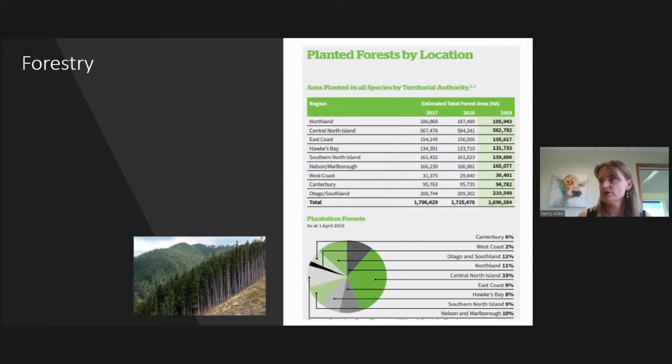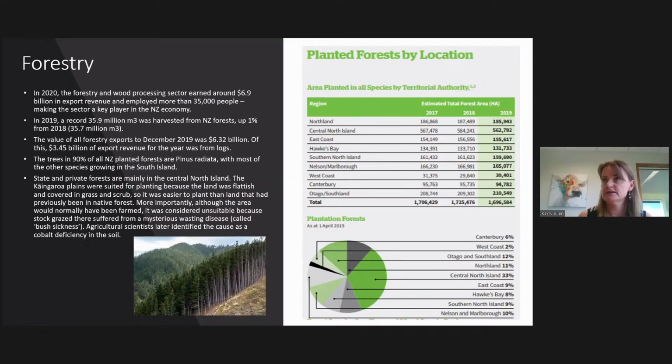Okay, moving on to forestry. So this is our 3rd biggest industry. This also earns us a quite significant income of $6.9 billion in export revenue, and also employs a lot of people in the industry, 35,000. So that's in the wider industry. So these are produced predominantly in the Central Plateau. That's the biggest amount of land use, with about 500,000 hectares. And then we move into the other regions, with Canterbury and Southland being the next ones.